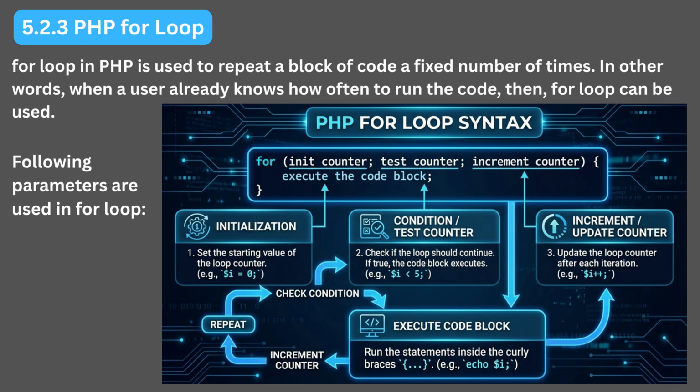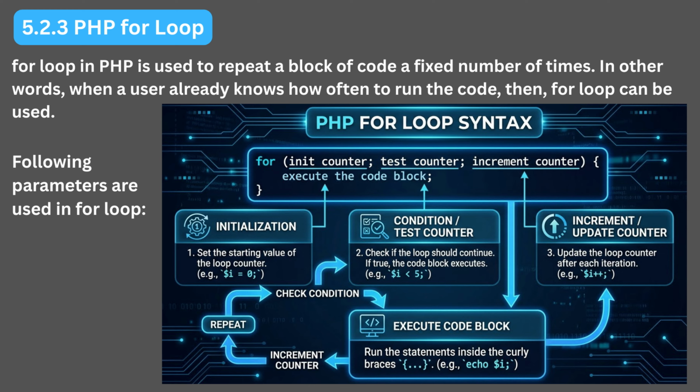The for loop consists of three important parts: initialization, condition, and increment or update counter. These three parameters work together to control the entire flow of the loop. The first part is initialization, where you set the starting value of your loop counter. This is usually a variable like $i, beginning at a number such as 0 or 1. This initial value is what gets used in the very first iteration of the loop.